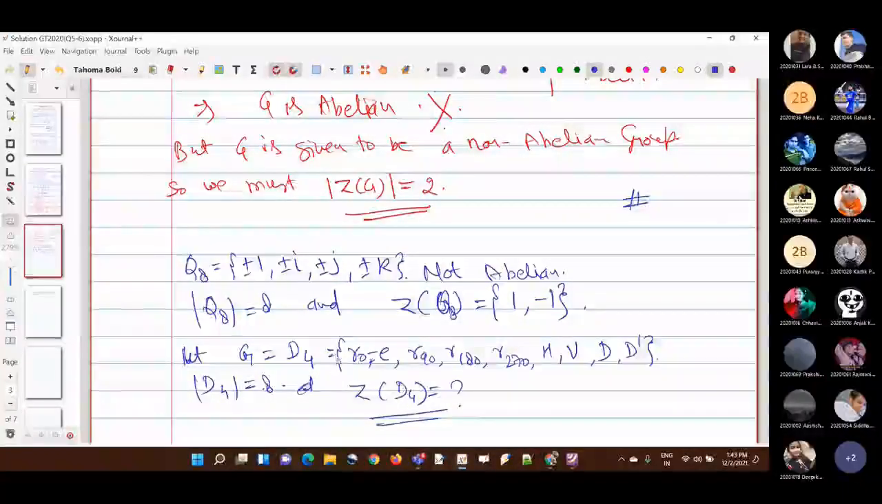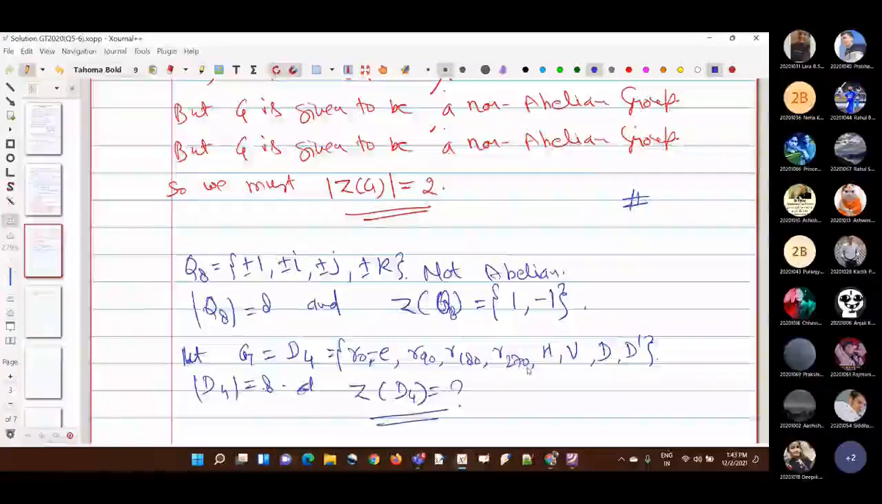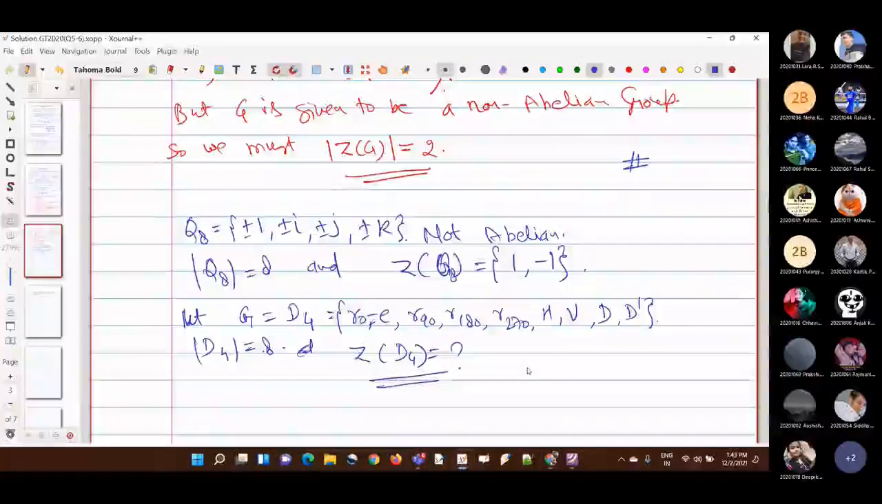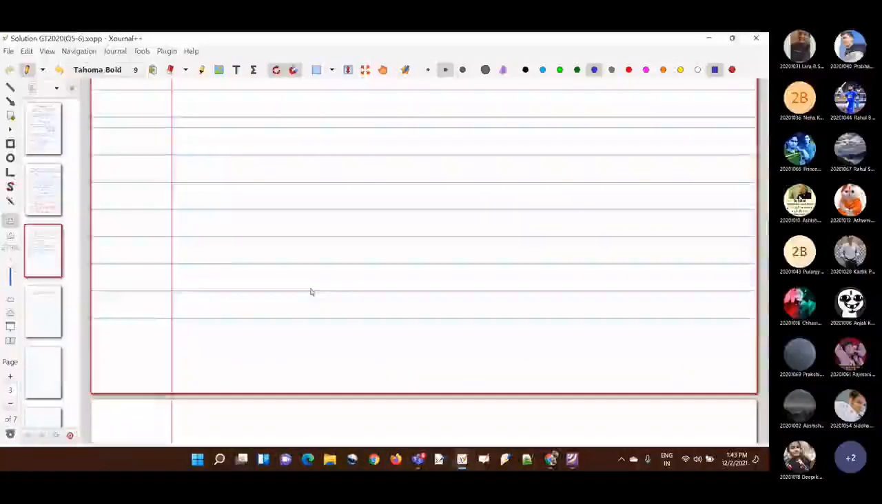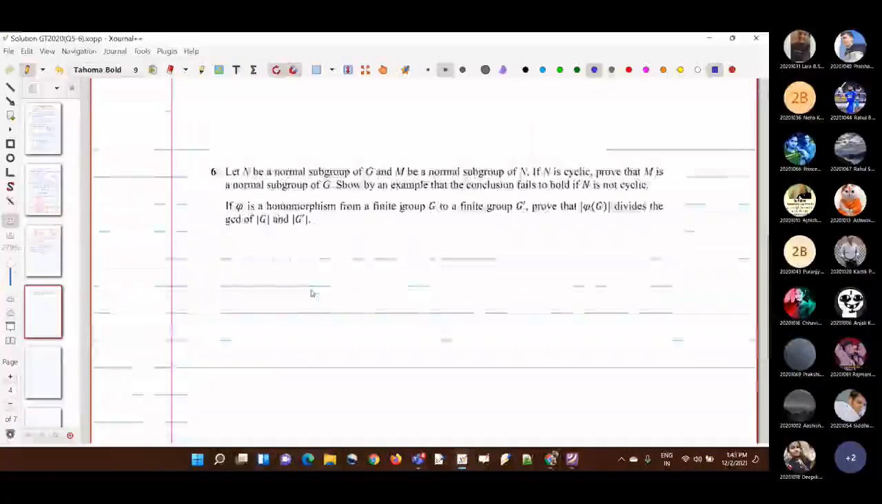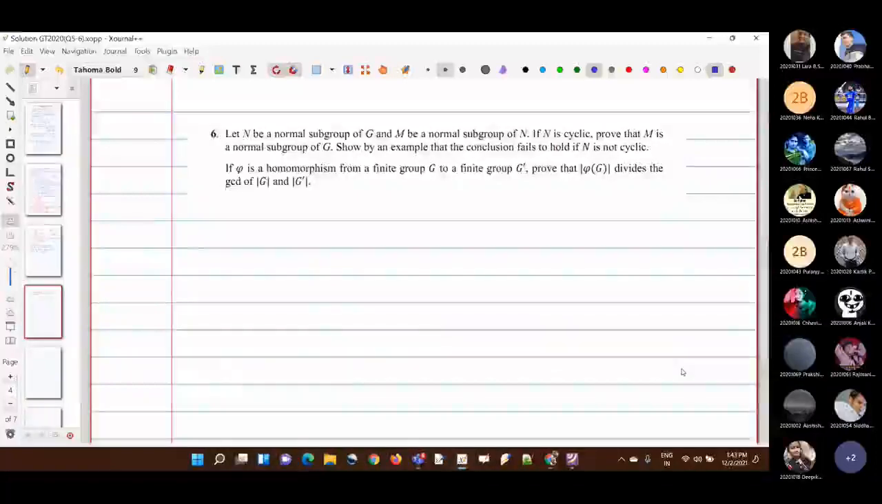Or you can see the Cayley table for this, which we have discussed. From there you can guess, or you can find exactly which element commutes with the other elements. So two elements, I think we can easily keep R0 and R180. The rest you can check, and you can tell me in the next class. Okay, so let us see the next question.